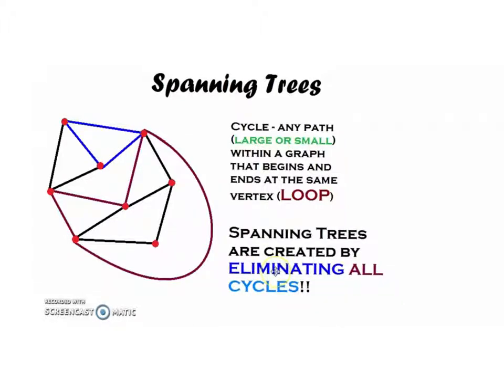Spanning trees are created by eliminating all these cycles. Once we have every cycle removed from this graph, we have what we've created as a spanning tree. Quite simply, all you do is just delete the edges that create a cycle. So once you erase or delete these edges, you want to make sure that each vertex has an edge going to it, at least one, but there are no enclosed loops, closed shapes here.